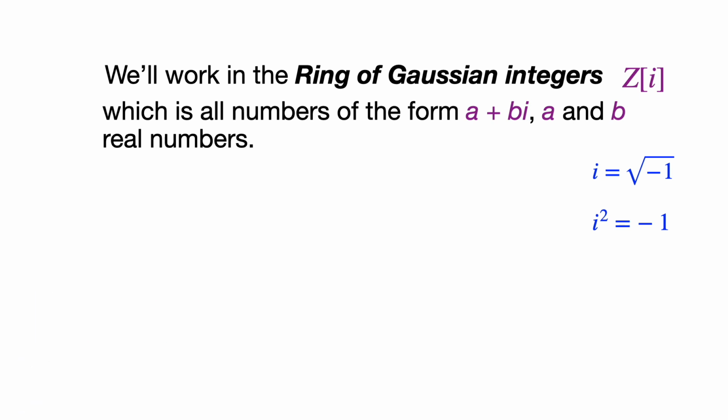plus bi, where a and b are real numbers. Keeping in mind that i is the square root of -1, so that i squared is -1. And notice that x squared plus y squared is the product of x plus iy times x minus iy in Z[i]. These are known as conjugates, when we change the sign in front of the i.